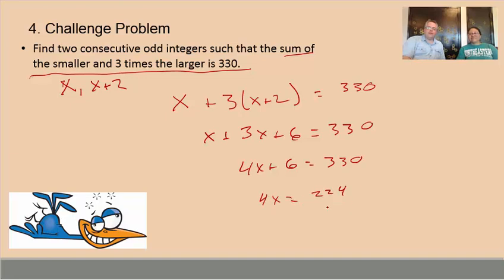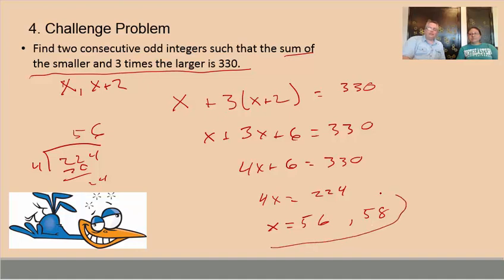Uh-oh. All right, I'm going to break down over here. Usually, sometimes I can do this in my head. I was right about the 50 part, 5 times 80 is 400, so 81 times 4 is 324. So x is 81... Okay, 56. Then, the larger one is 58. So if you add 56 plus 3 times 58, you should end up with 330. Ta-da.